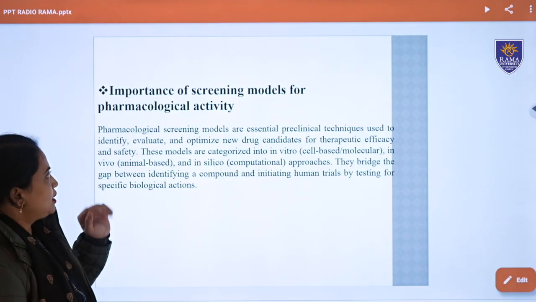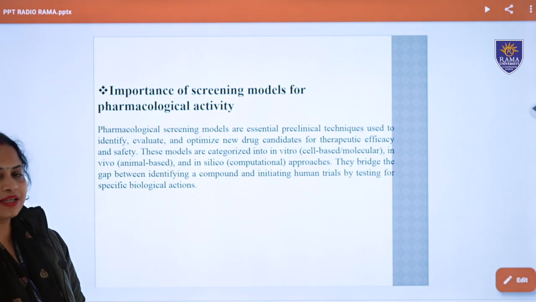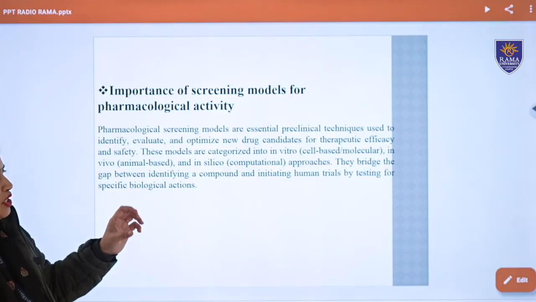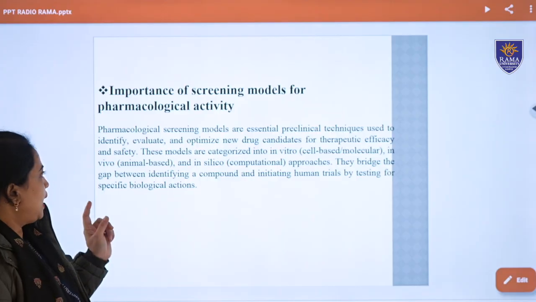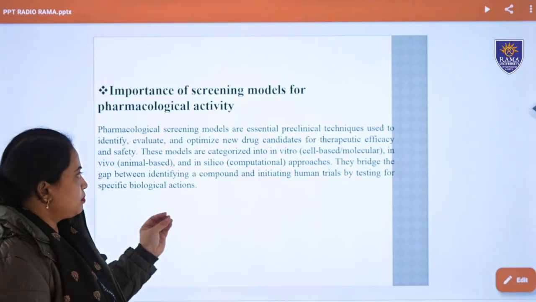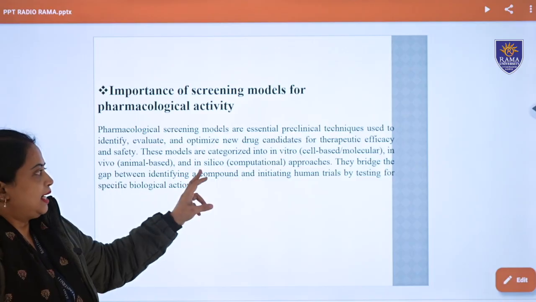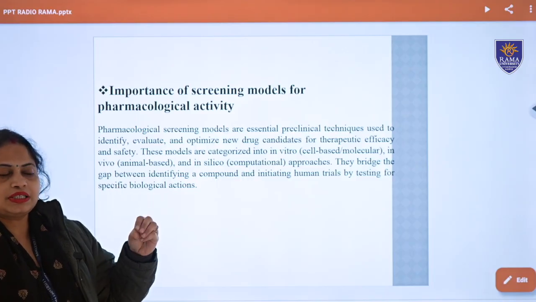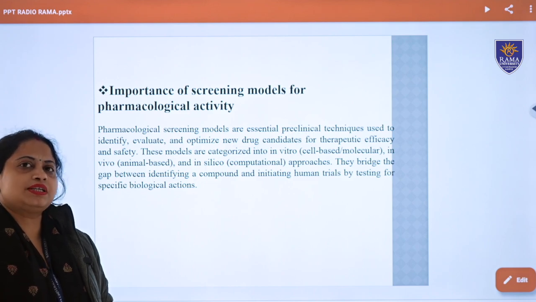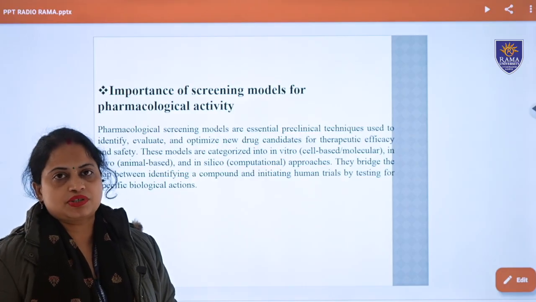Then, the pharmacological screening models are essential preclinical techniques through which we identify, evaluate, and optimize the new drug candidate for therapeutic efficacy and safety profile of the new drugs. These models are categorized into two parts, or most of the time three parts. One is in vitro models. Next are in vivo and in silico. In silico means we are using different apps and websites, such as the AutoDock website, to see the binding affinity of the drug compounds to different receptors or proteins.